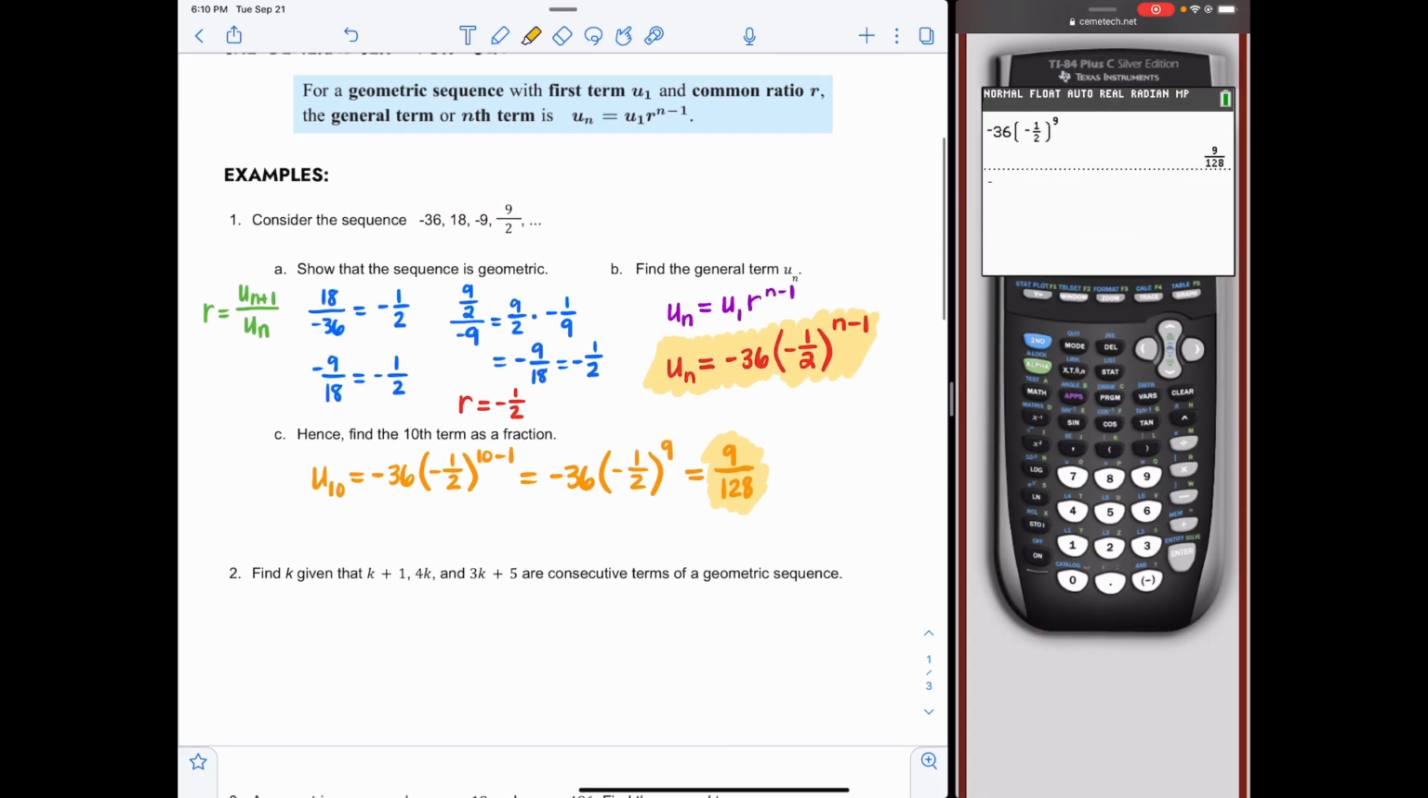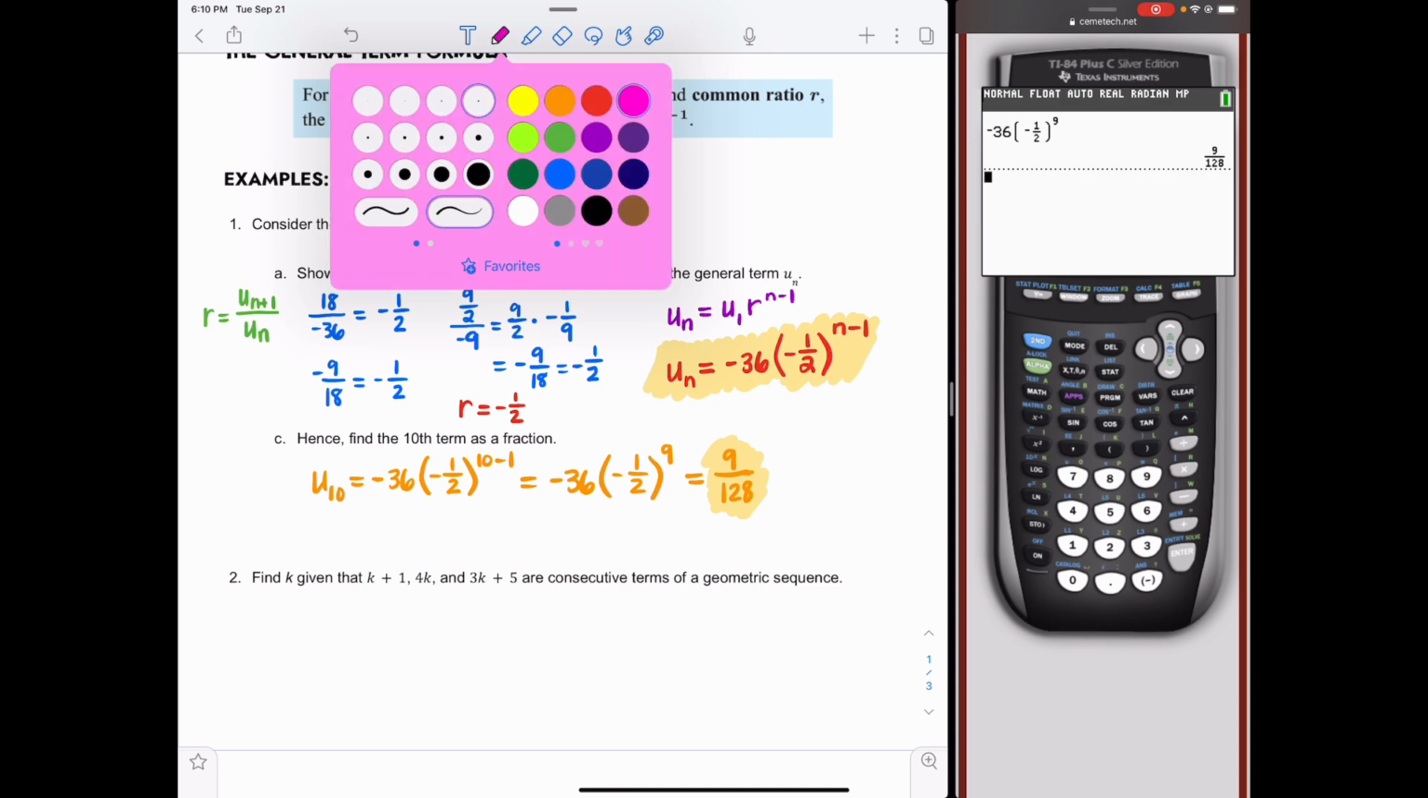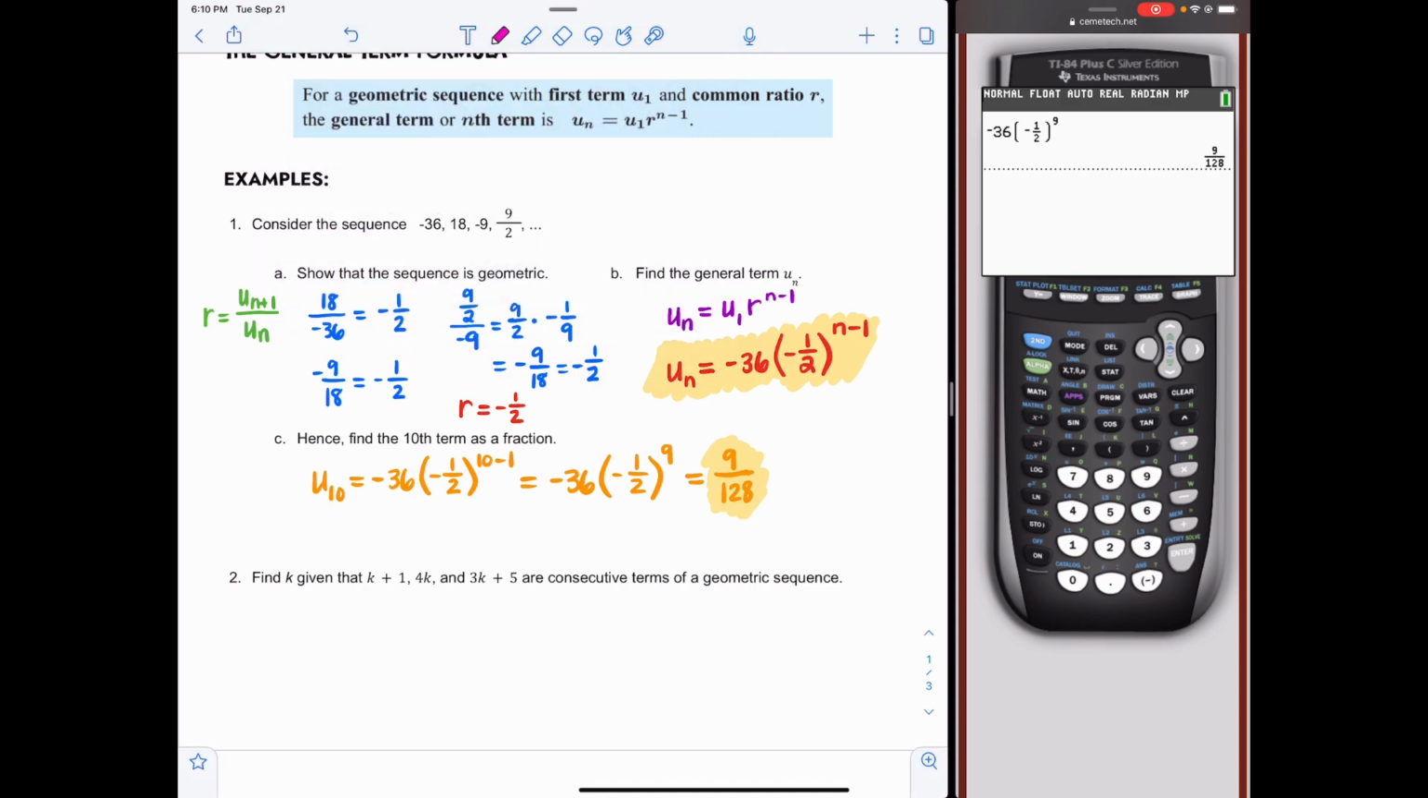All right, example number 2. It says, find k given that k plus 1, 4k, and 3k plus 5 are consecutive terms of a geometric sequence. So remember, if you take your next term divided by the previous term, you should get the same common ratio every time. So I'm going to make an equation with that. I can say that 4k divided by k plus 1 is going to be equal to 3k plus 5 divided by 4k.